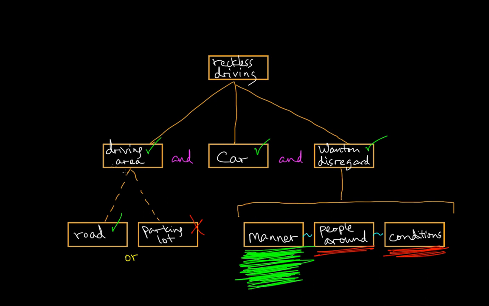And now because the driving area element and the car element and the wanton disregard element, all three are established, we can say that this person is guilty of reckless driving. So this is how we answer a legal question using the different types of rules that govern the legal issues.